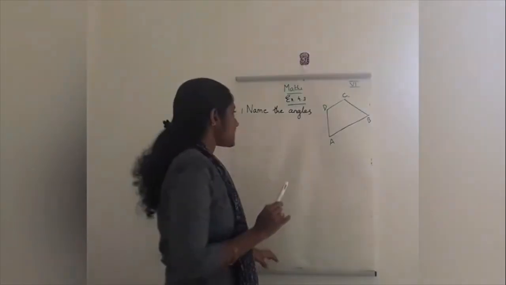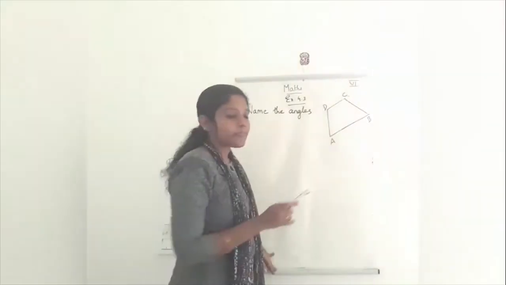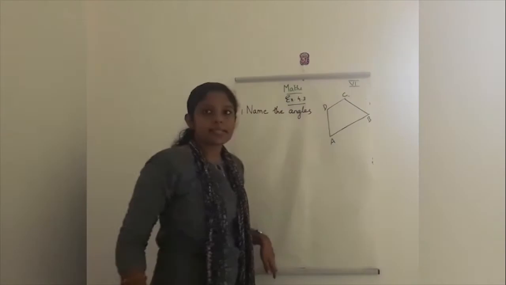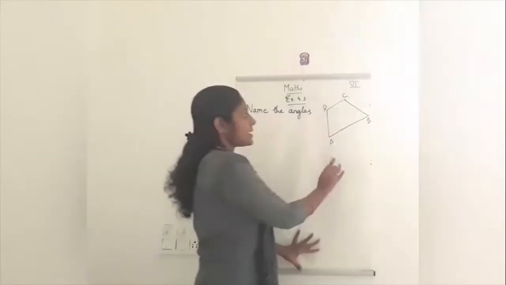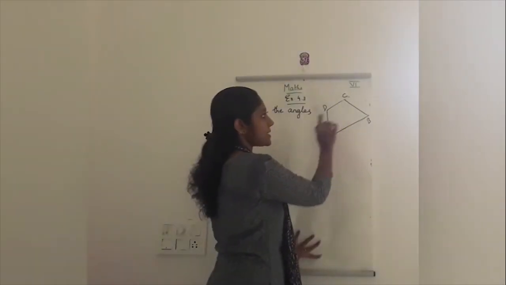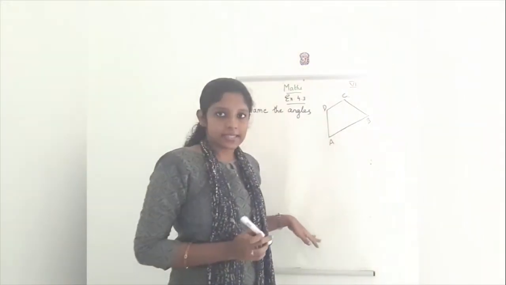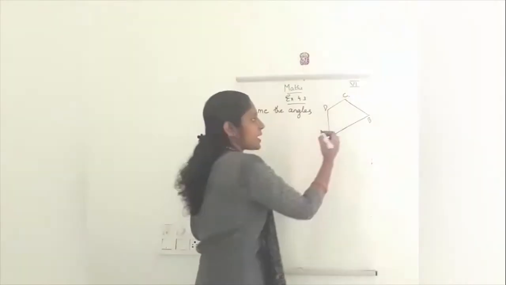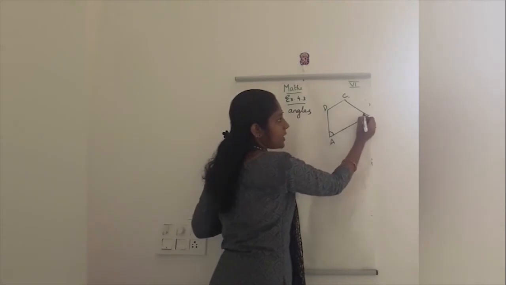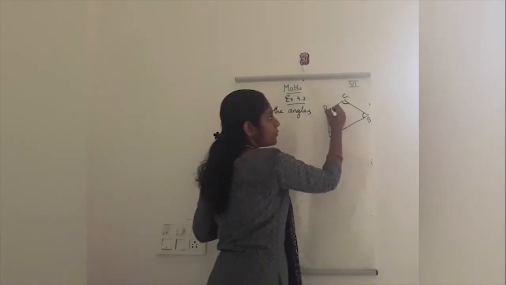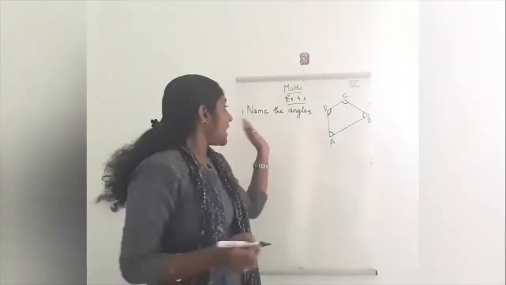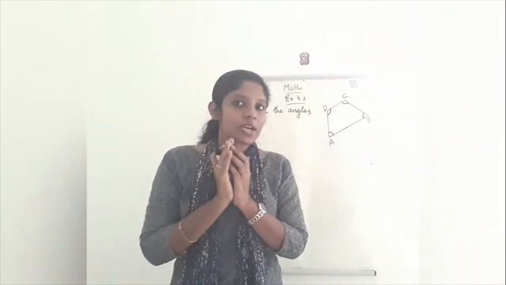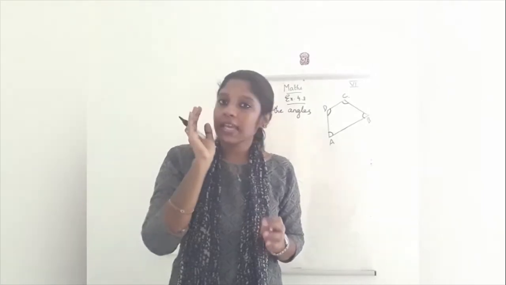So this is the first question. A picture is given here. You have to name the angles. When you look at the picture, you can see the points are marked A, B, C, D, and you have to name the angles. Clearly you can observe there are four angles: 1, 2, 3, 4. When you name the angles, the point you have to keep in mind is that the vertex, or the corner, should come in the middle.